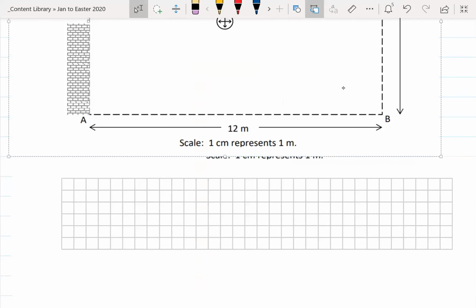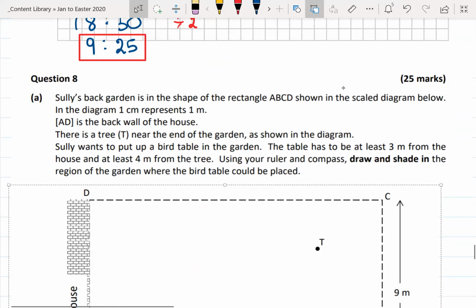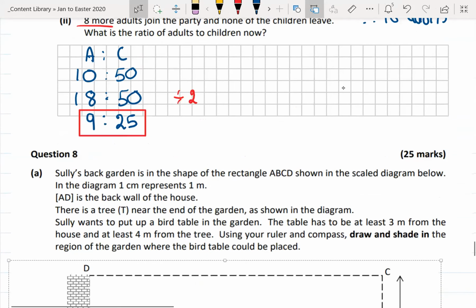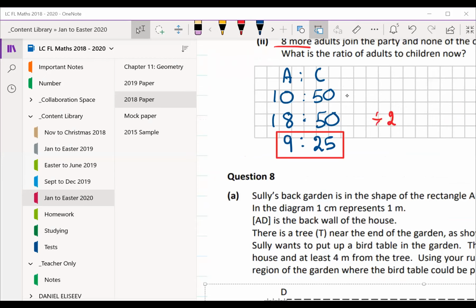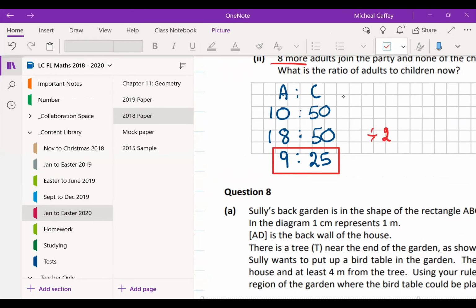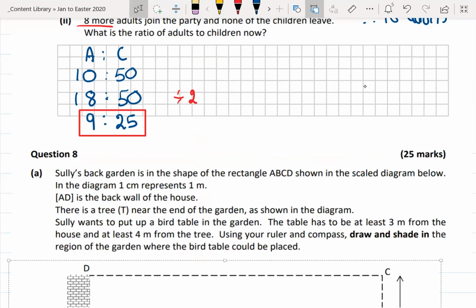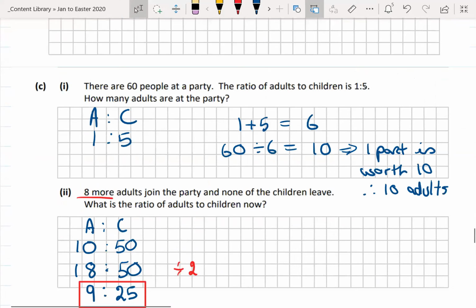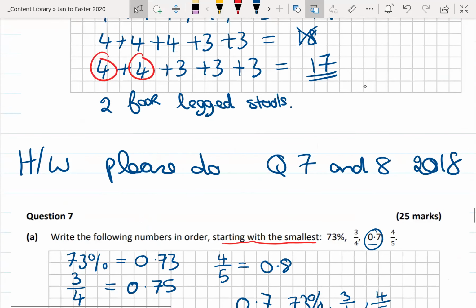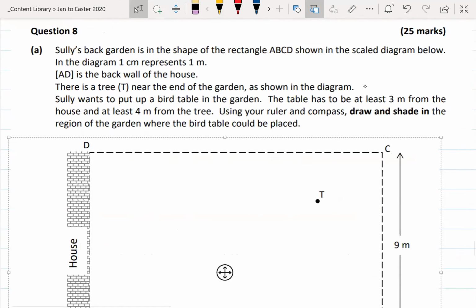Question 8. Again, this is 2017 or 18. Let me have a look. 2018. Okay, so this is 2018. Sully's back garden is in the shape of a rectangle ABCD as shown in the scale diagram.